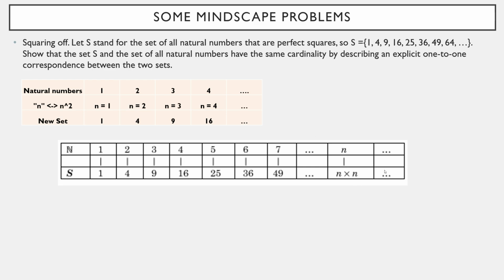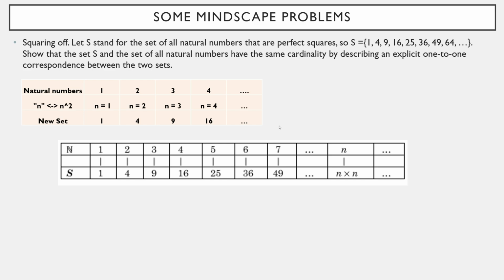And while it might seem that S doesn't have as many elements in it as the natural numbers, remember they both have infinitely many elements in them. These numbers just keep going on and on forever. And so this clever way to map and show how the correspondence goes shows us that these two sets have the same cardinality, the same number of elements, an infinite number of elements, even though it might not intuitively seem that way.